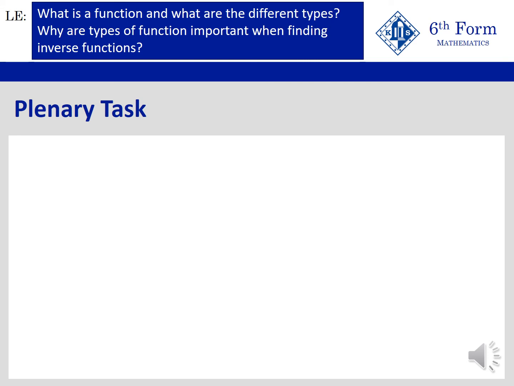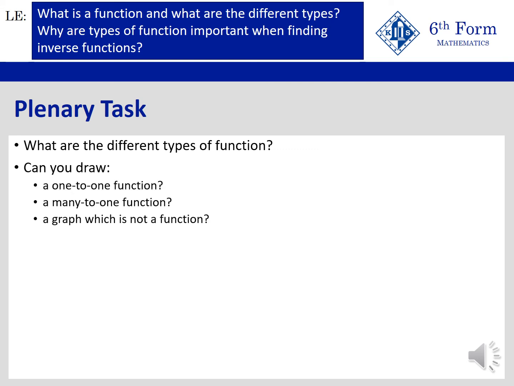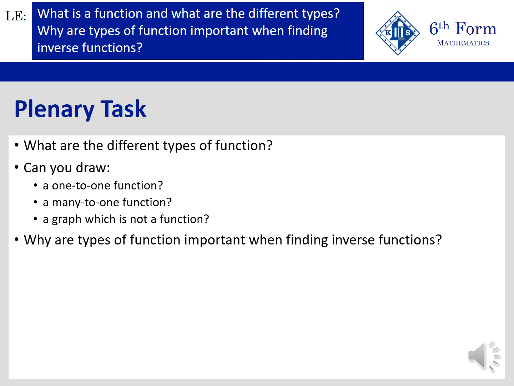So as a quick plenary task to sum up, you should be able to consider for yourself these questions. So what are the different types of function that you are supposed to be aware of that we've discussed? Do you think you could sketch a function that's 1 to 1, a function that's many to 1, or a graph which we wouldn't actually class as being a function? Could you give some different examples of these? What's the link between this part of maths of considering types of functions and finding inverse functions? Okay, why is this important? Why do we need to take it into account?